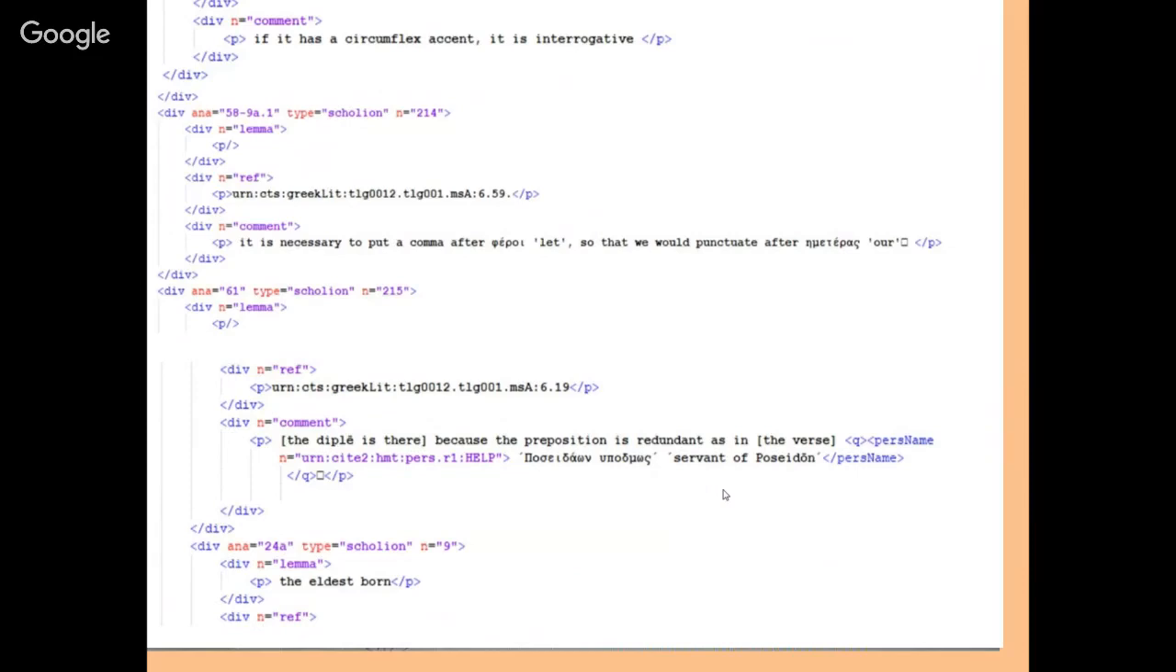They translate in this way: it is necessary to put a comma after "φέρε", which means "let", so that we punctuate after "ἡμετέρας", which means "our". Since it is a scholion which refers to the punctuation of the Homeric text, it's absolutely necessary to define the word on which we make the reference, because if I would say it is necessary to put a comma after "let", so that we will punctuate after "our", it doesn't make any sense. I don't demonstrate the relationship between the Homeric text and the Homeric scholia. So for all these categories of scholia which refer to accentuation, punctuation, and spelling of the Homeric words, it's necessary to define the word on which we make the reference.